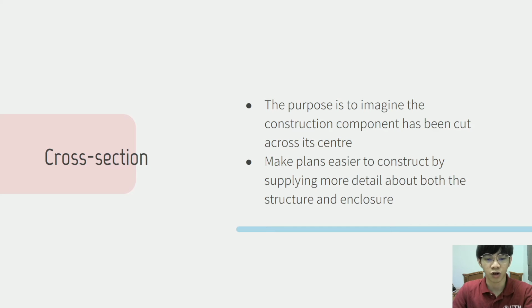The purpose of cross-section drawing is to imagine the construction component has been cut across from its center. With the existence of cross-section drawing, it makes the plan easier to construct by supplying more detail about both structure and enclosure.